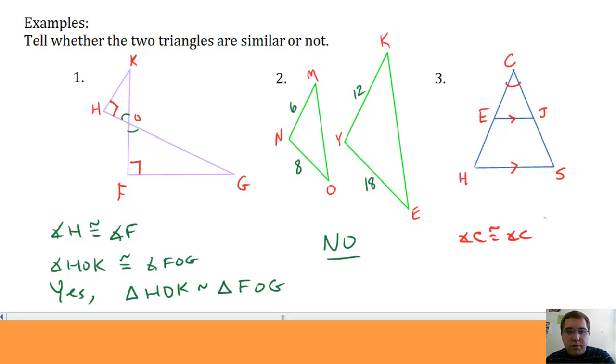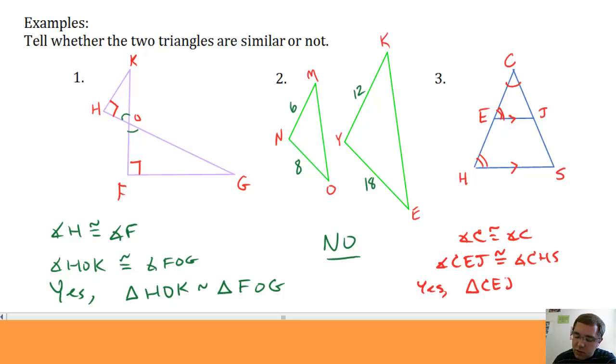Do we have another pair of angles? Well, we know that EJ is parallel to HS. If those things are parallel, then we've got corresponding angles right there. We actually have another pair of corresponding angles on this side, J and S, but all we need is one pair. So angle CEJ is congruent to angle CHS. That gives me two pairs of angles, which means these two triangles are similar. So yes, triangle CEJ is similar to triangle CHS.